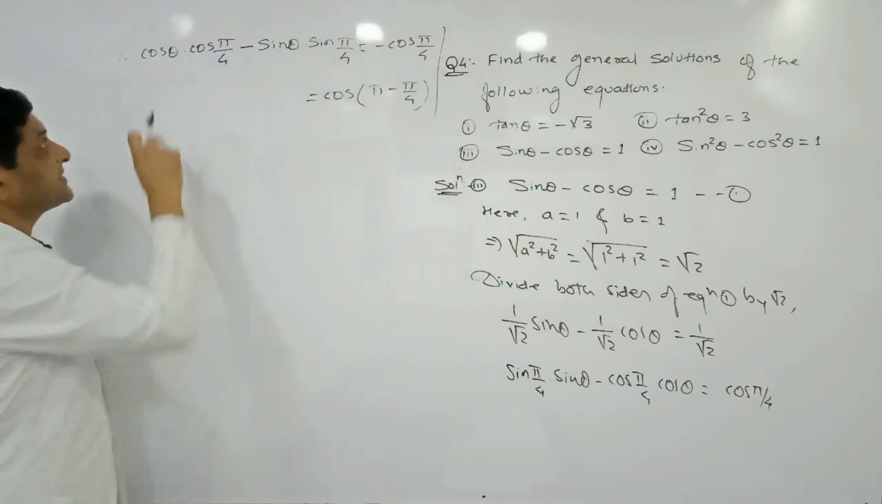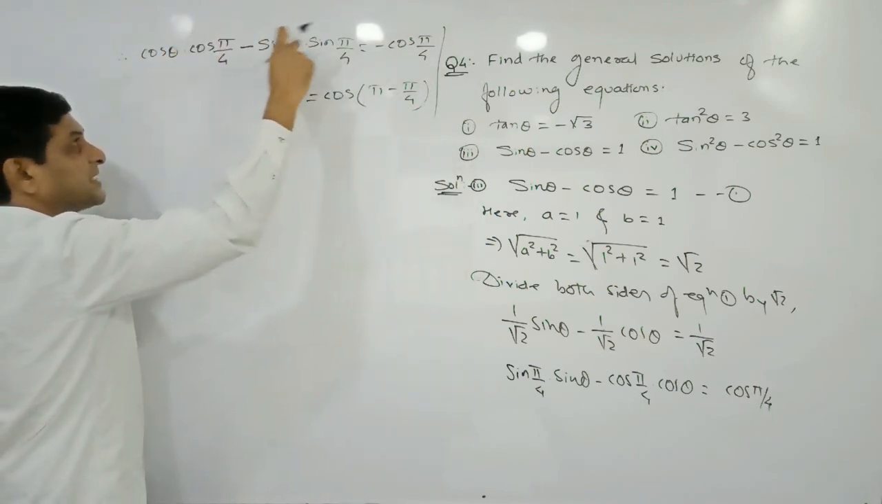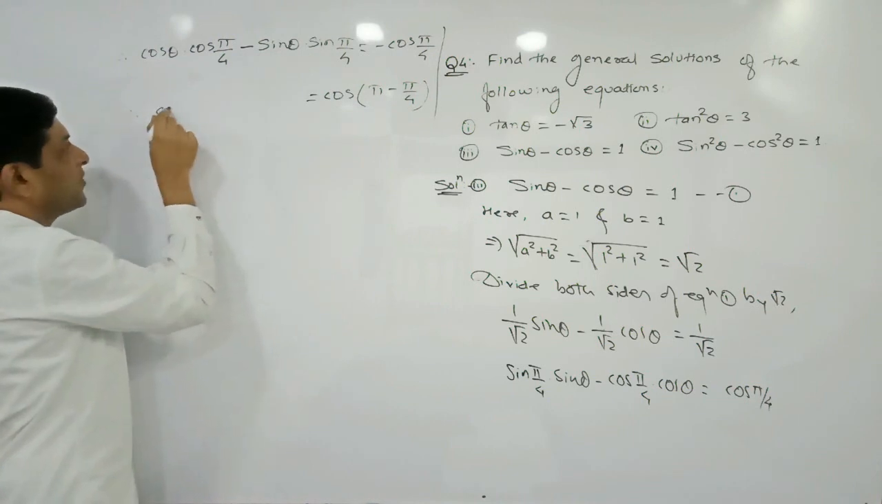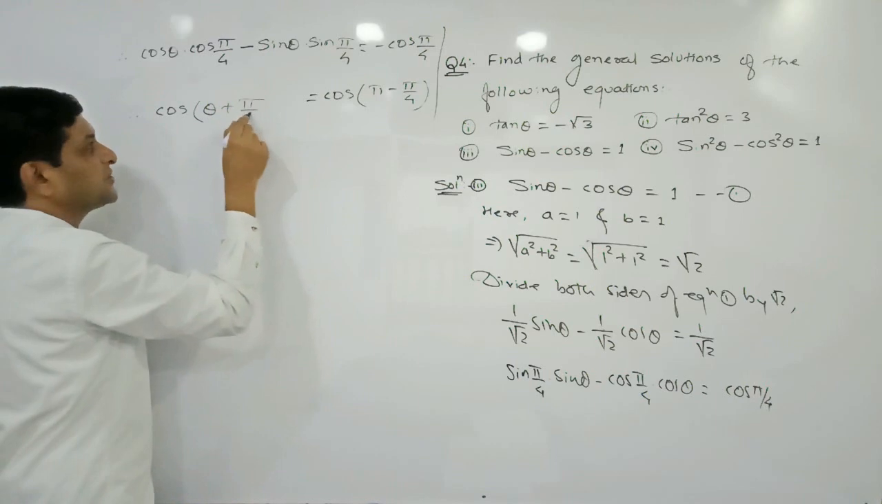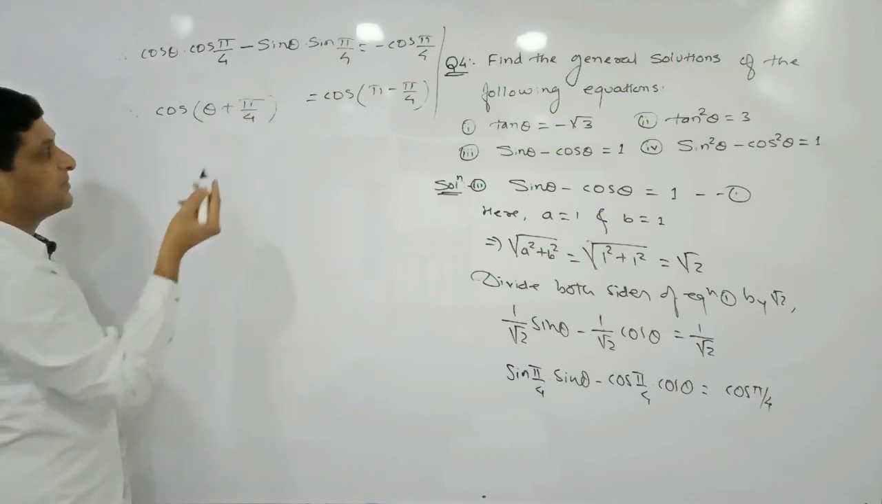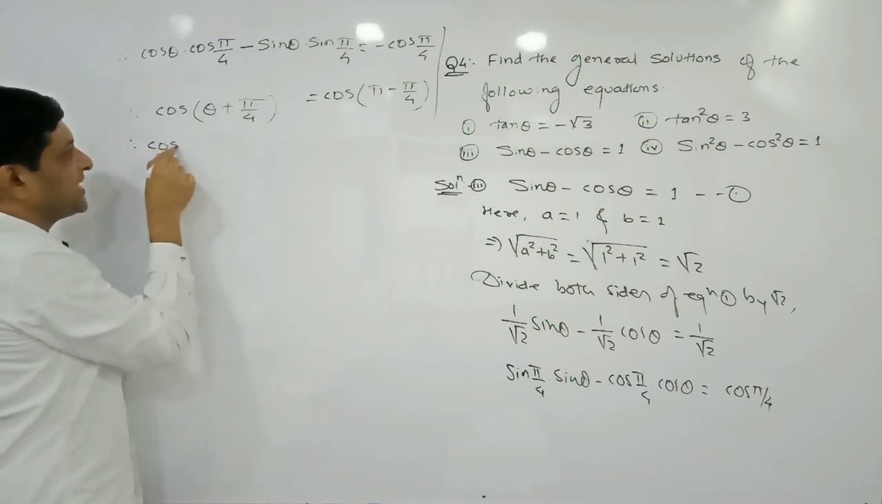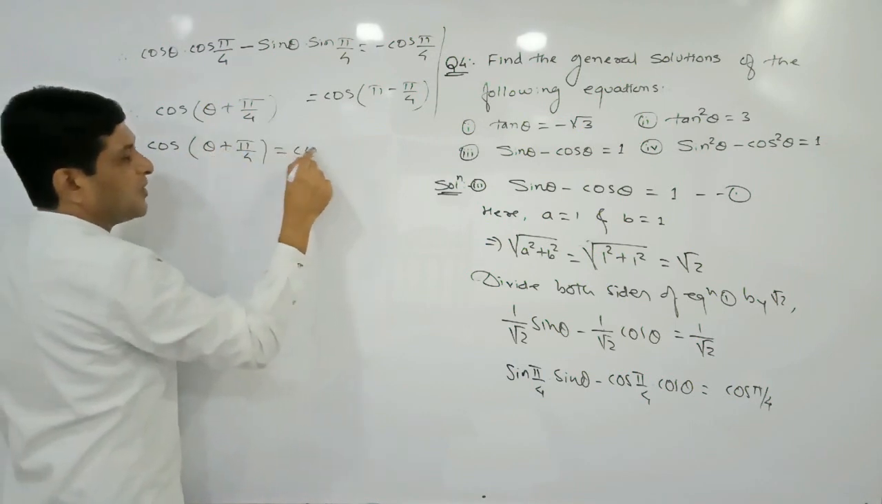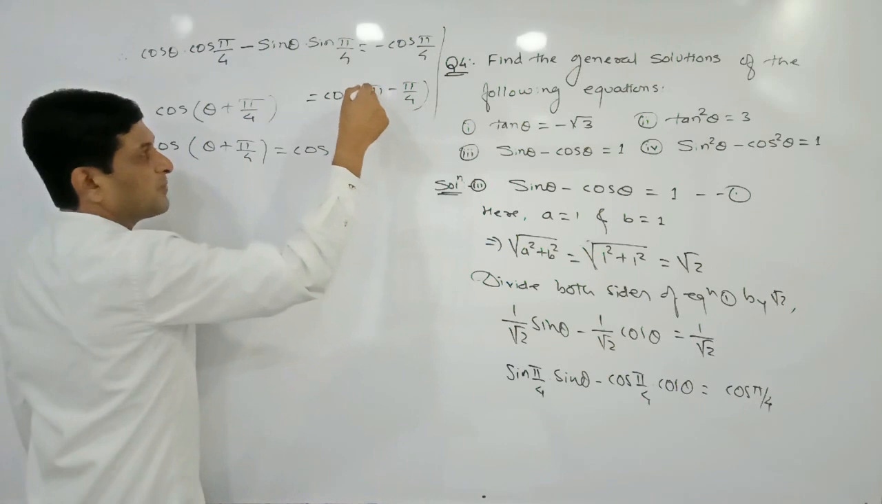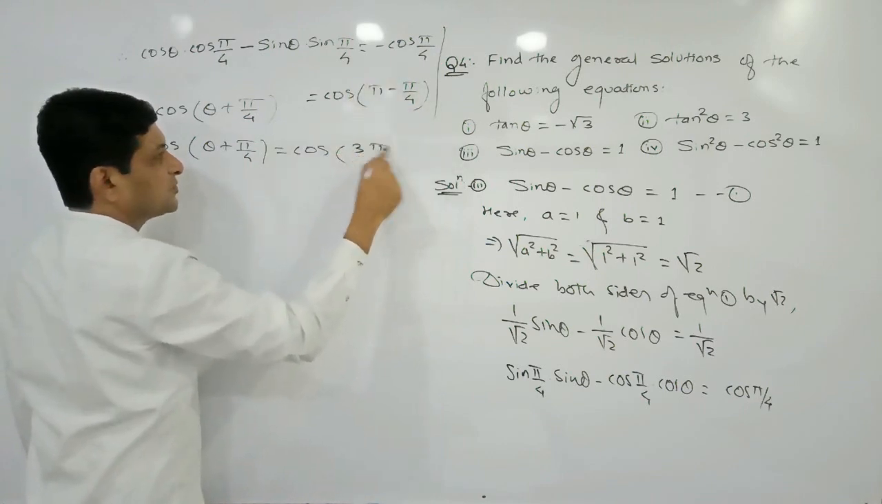And on this side, cos A into cos B minus sin A into sin B is the value of what? Cos A plus B. A is what here? Theta, and B is how much? Pi by 4. So this equation can be written as cos theta plus pi by 4 is equal to cos, let us simplify it, 4 pi minus pi will be equal to 3 pi by 4.